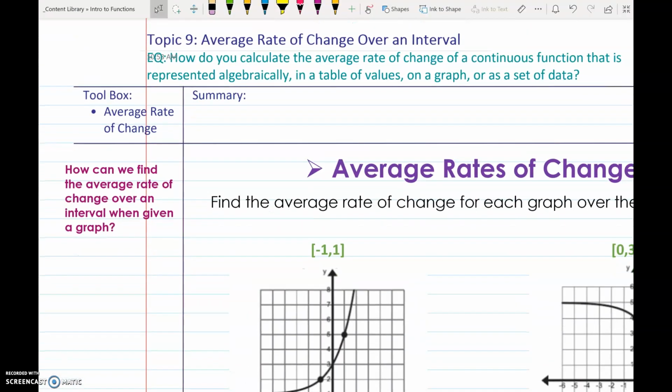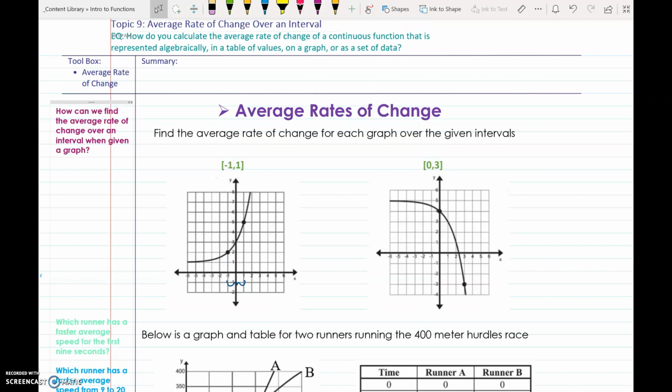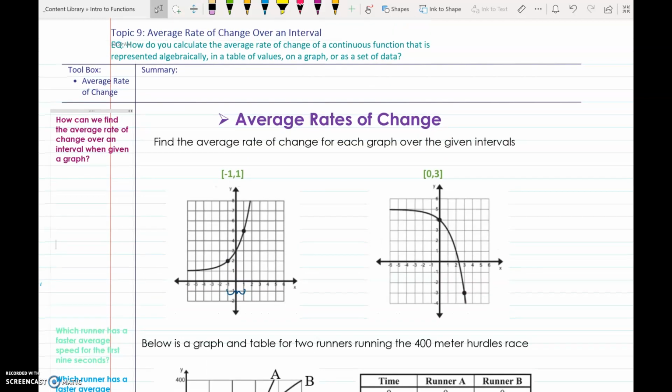Hey guys, so today we're going to be talking about the average rate of change over an interval. So go ahead and pause the video. I'm going to zoom out so that you can see. Pause the video and set up your notes outline. And when you're ready, go ahead and press play again.